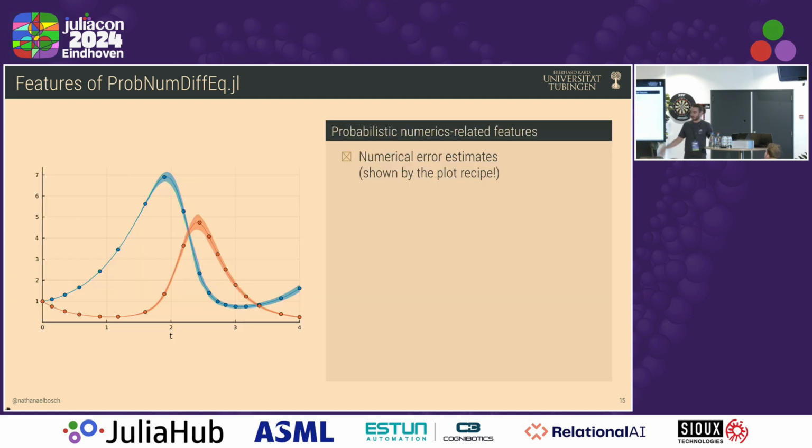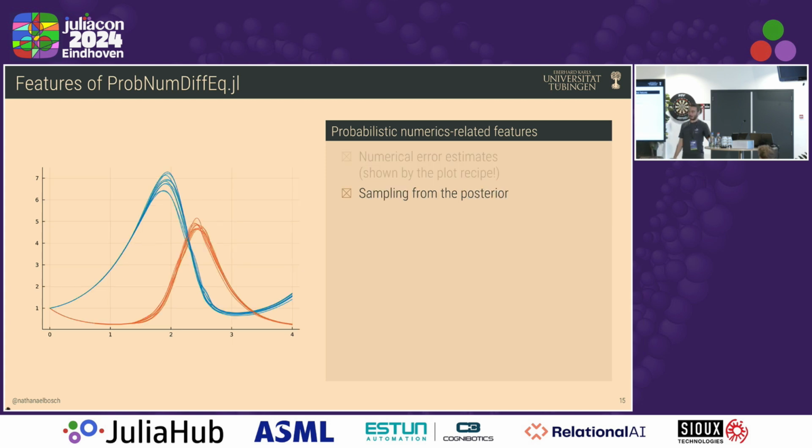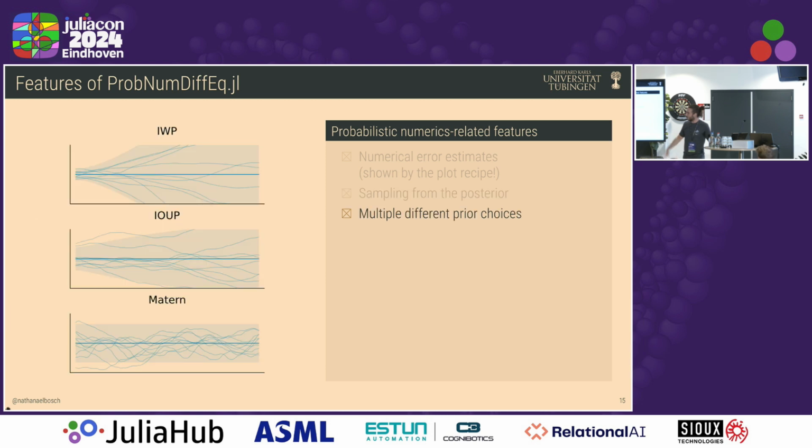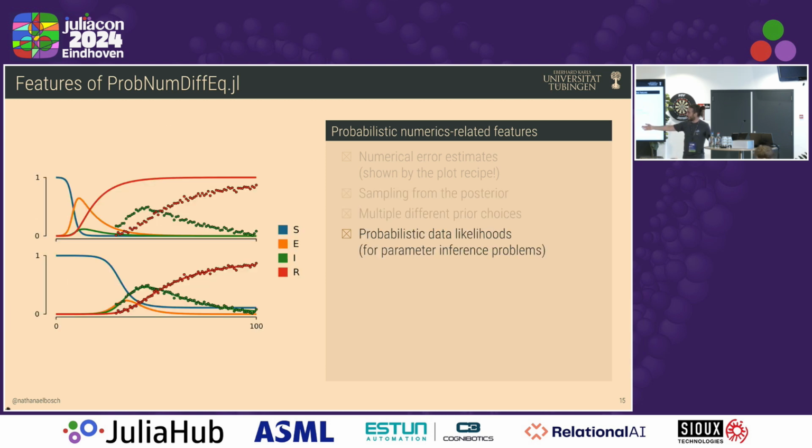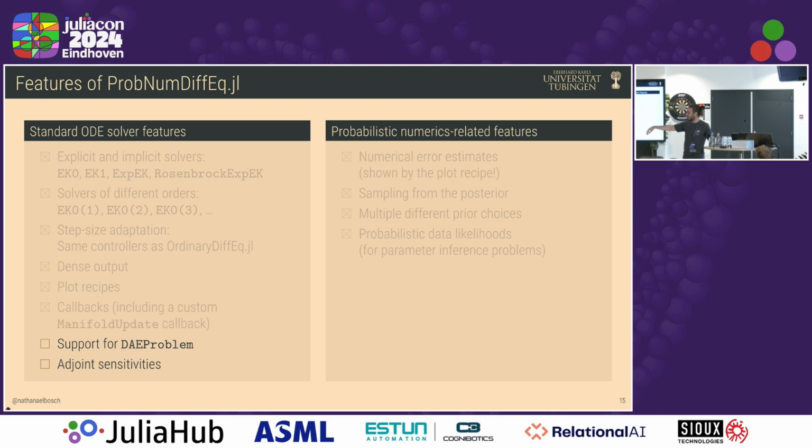And then you can see numerical error. Here I made the tolerance levels high enough that we can see something. How to interpret this: the 95% credible interval, and we believe the true function is somewhere in here. We can also sample from this object. These are all samples that could be the true ODE solution that we computed. We have different priors. We have likelihoods to do parameter inference.